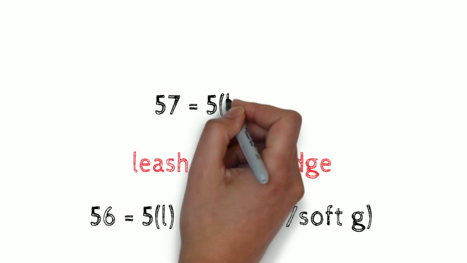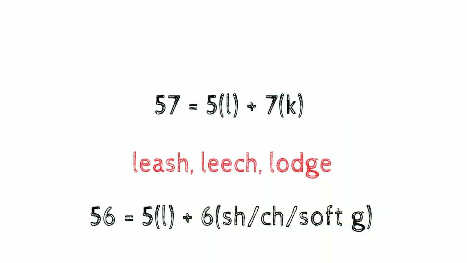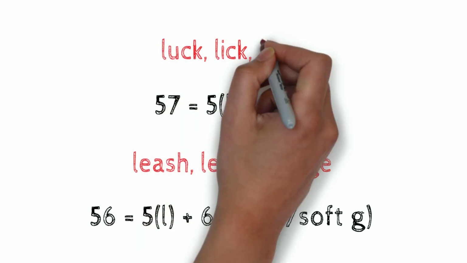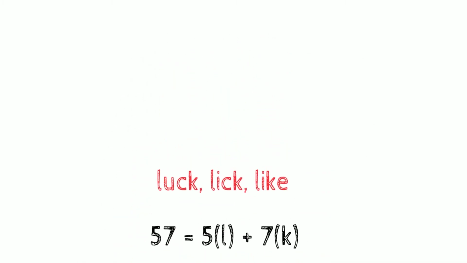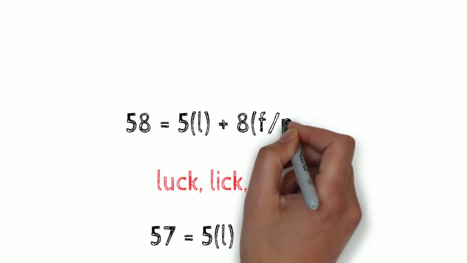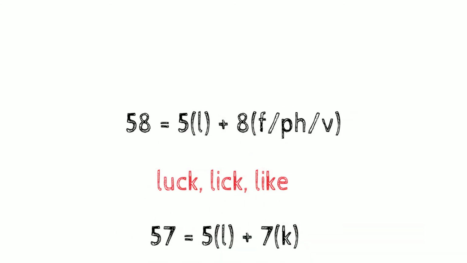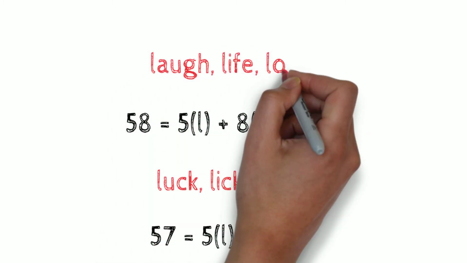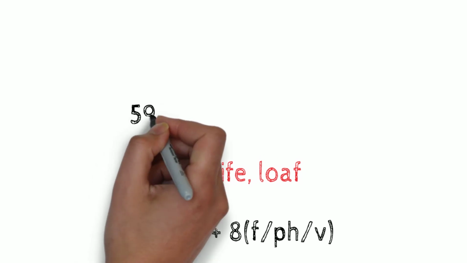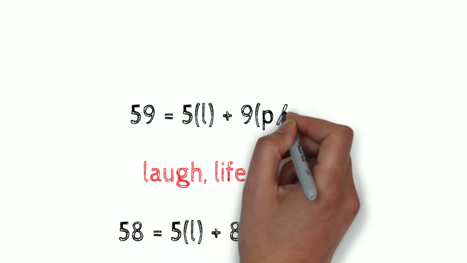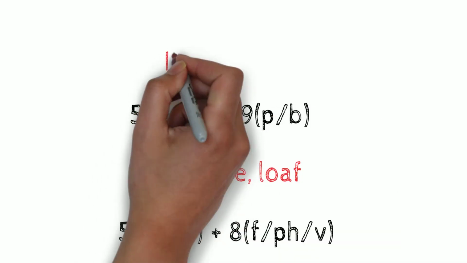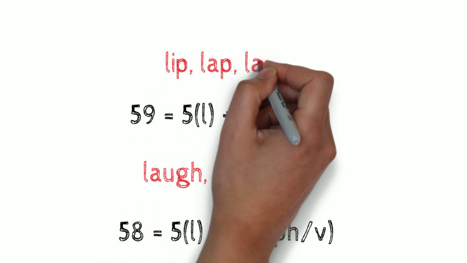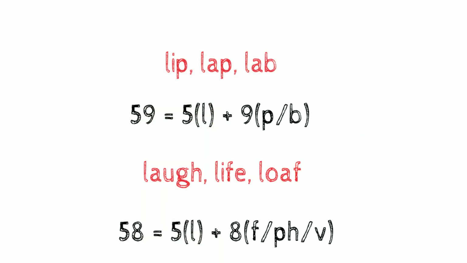For 57, L and K represent it. You can use words such as lack, leak, or like. For 58, the sounds f or v represent number 8. This forms words like laugh, life, or loaf. And finally, for 59, you can use words such as leap, lap, or lab, for example. 9 is represented by either P or B.